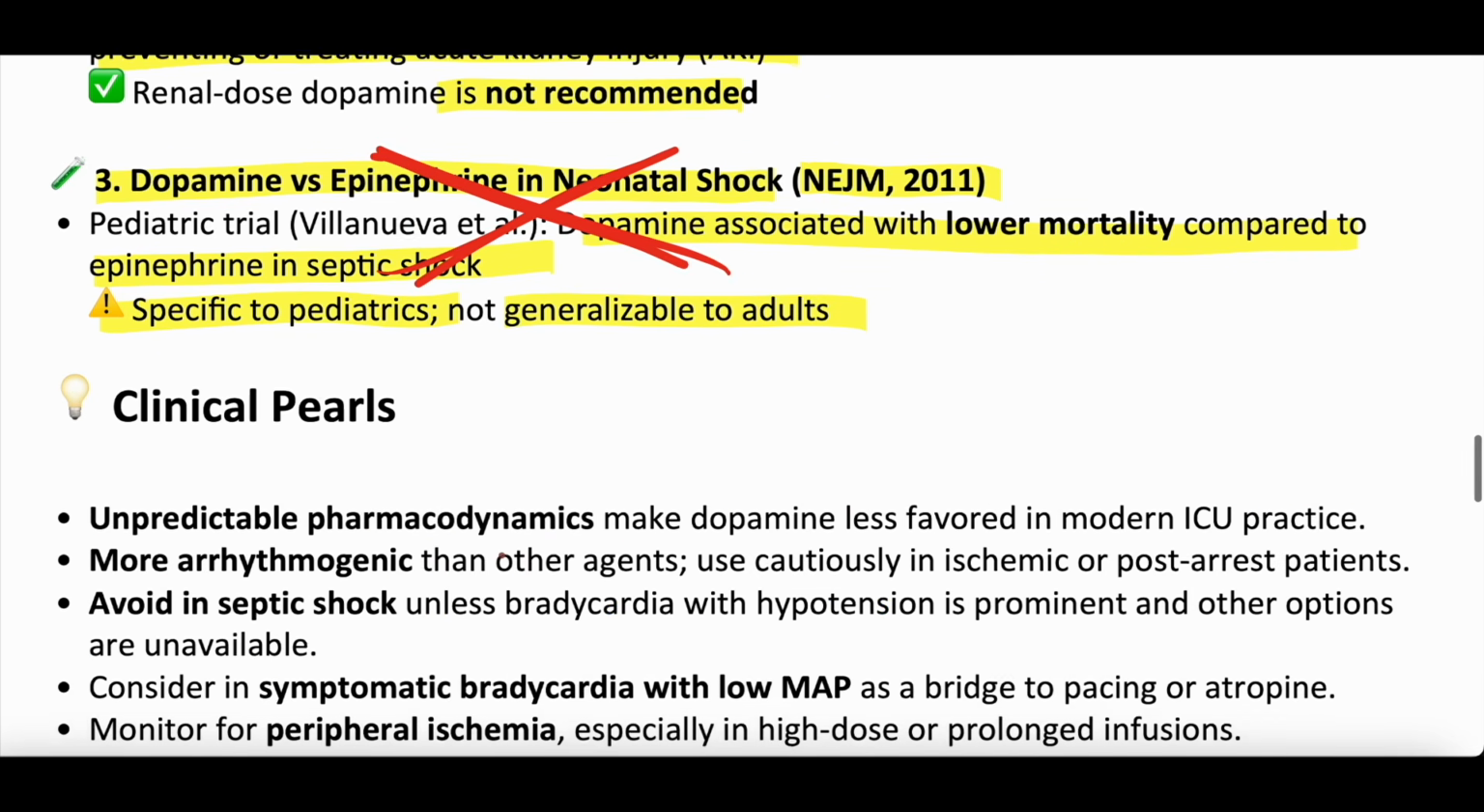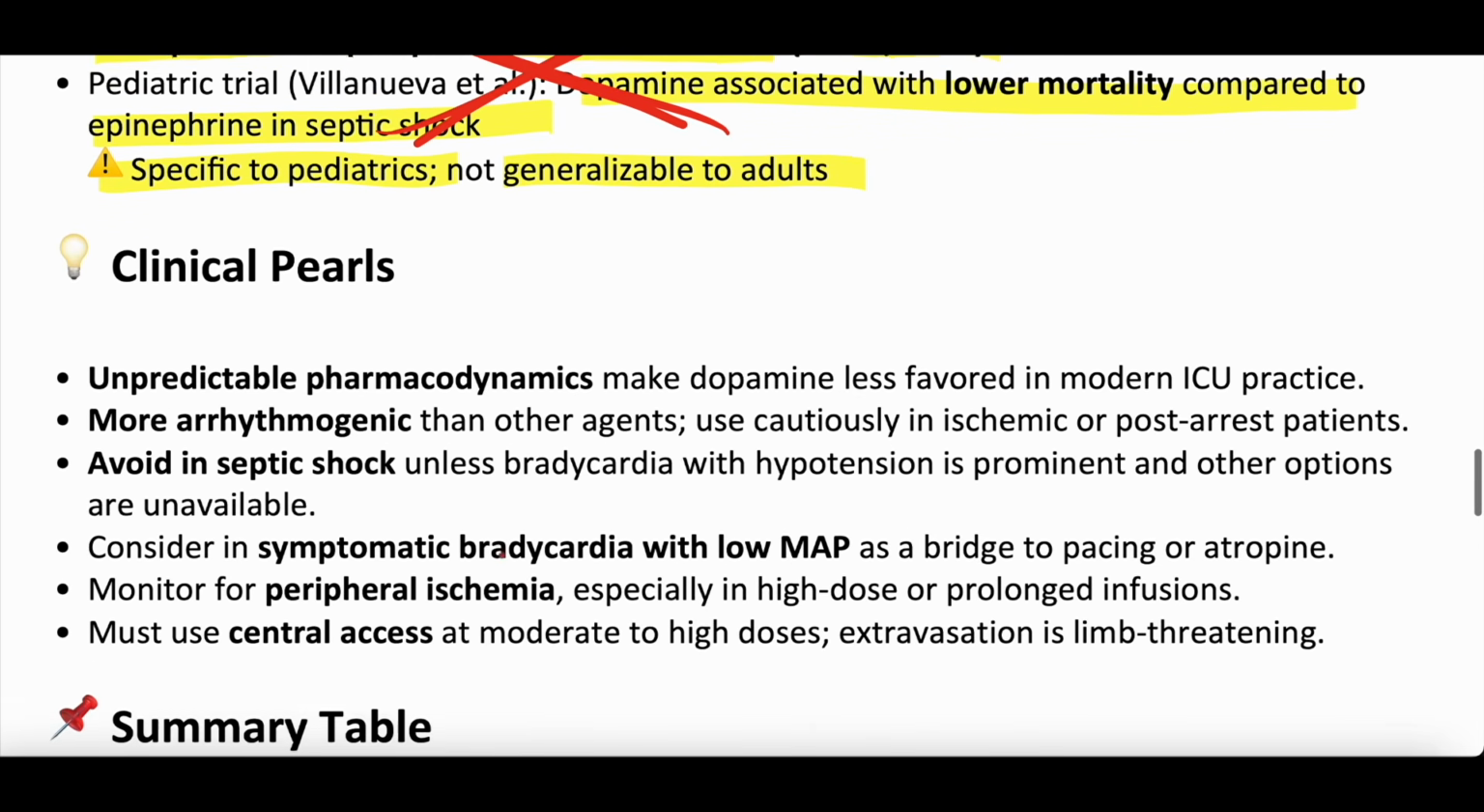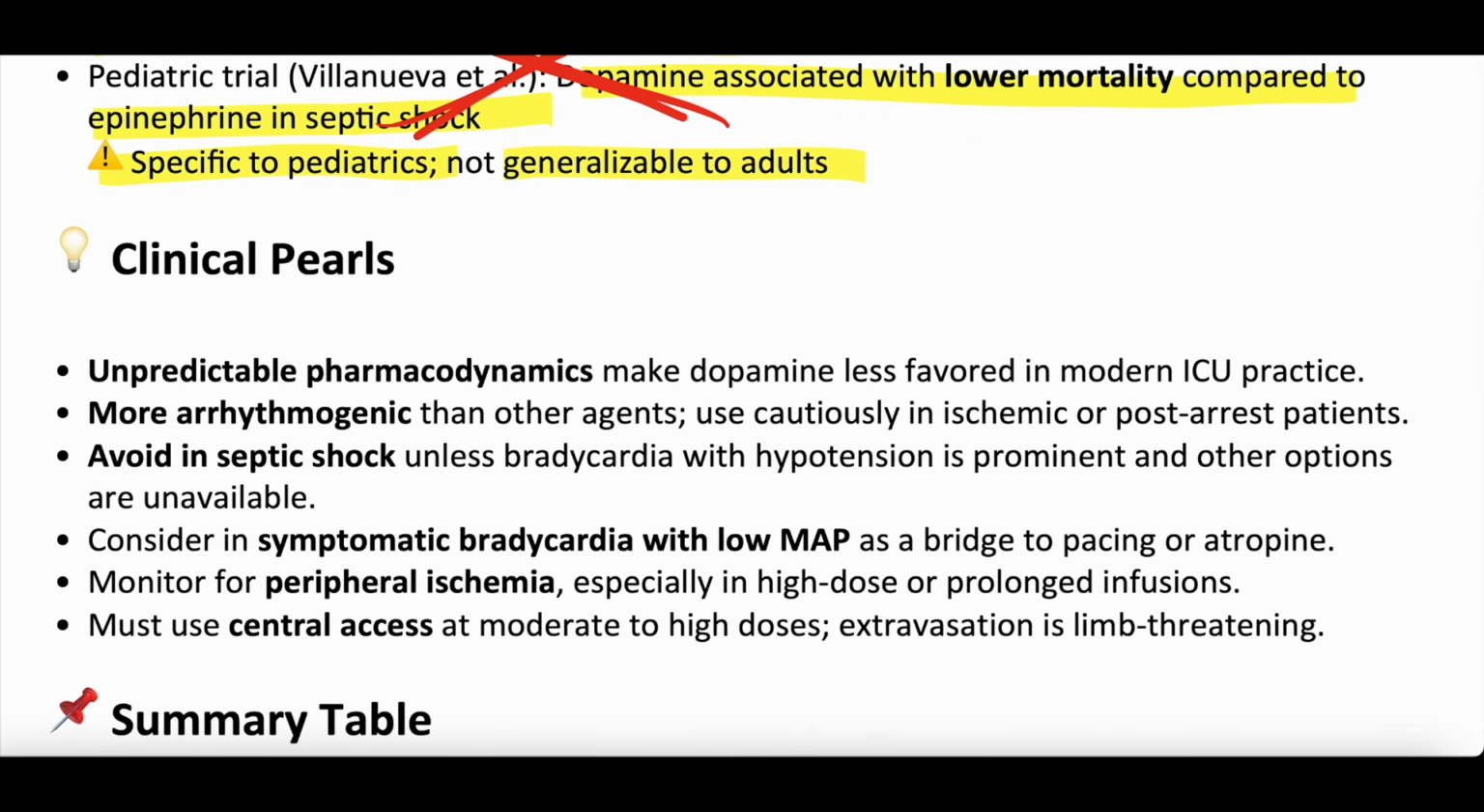When we get to clinical pearls on dopamine, dopamine is not favored to be used in ICU practice. It is more arrhythmogenic. It can cause ischemia. It is not recommended in septic shock. You could consider dopamine at lower doses, 2 to 10 micrograms per kilogram per minute, in symptomatic bradycardia with low MAPs, just as a bridge to whatever you're going to do to fix that heart rate.